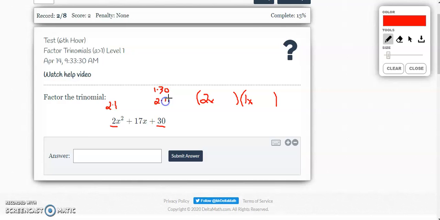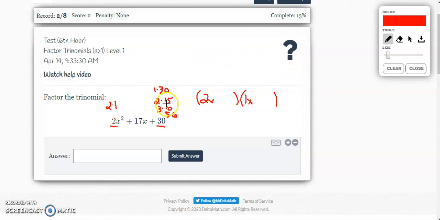2 and 15. 3 and 10. 5? Pretty bad. 5 and 6. Ooh, all right. So now we've got 4 different sets.